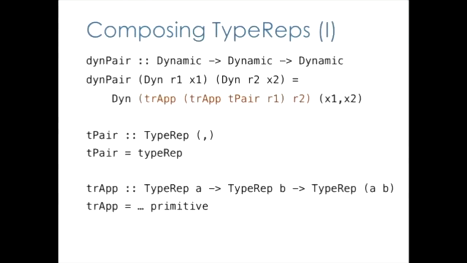What if you didn't want to do that manually? What if you wanted the compiler to assemble the representation of the pair type? Because it knows how to do that. And the instances say, if you want to make the representation of a pair type, you just need the representation of the two components, right?